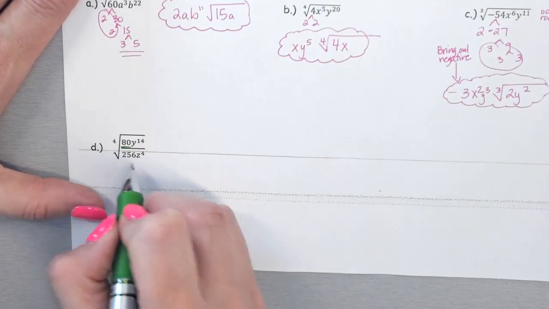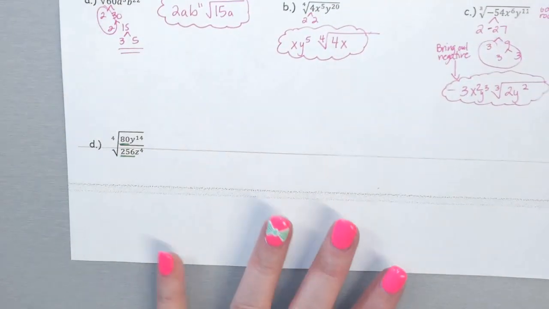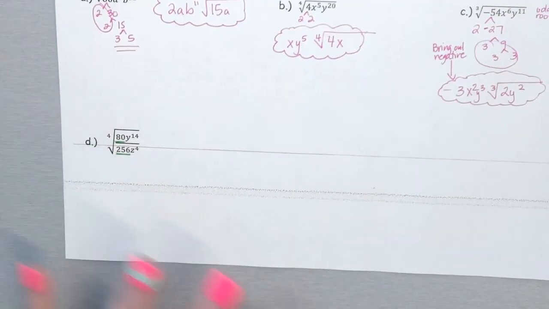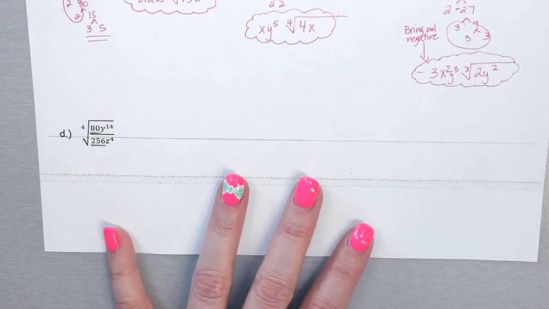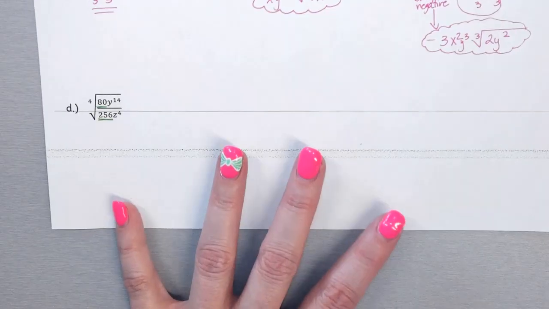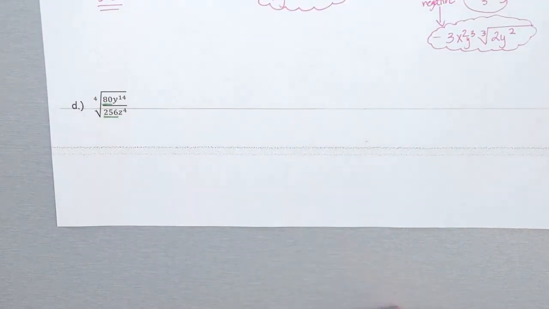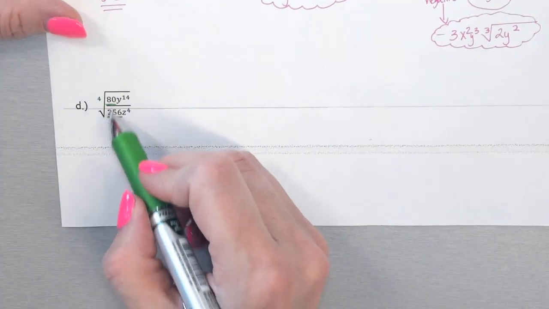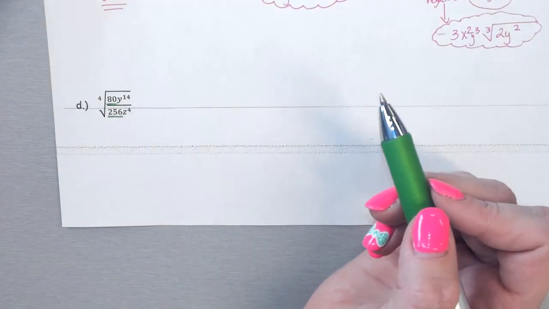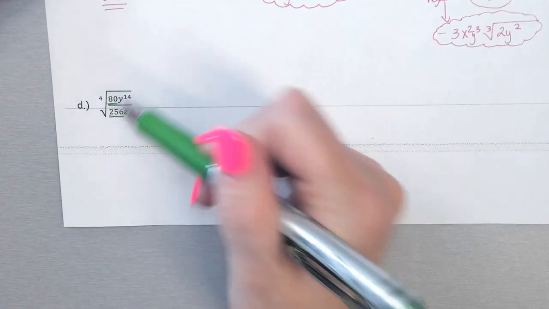So 80 and 256. Okay, some of you might know the 4th root of 256 is a perfect 4th root. I'm going to say many of us do not know that right away, and so it's going to be a lot easier to just reduce. What's a number that goes into both of those? Okay, yeah, so you can divide them both by 8.